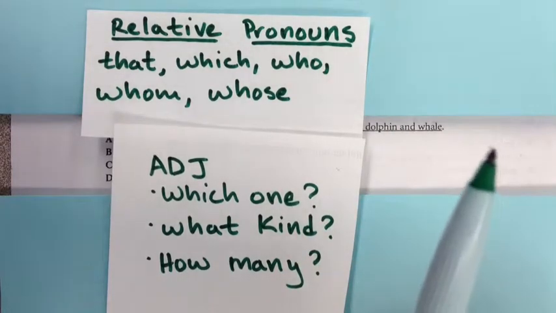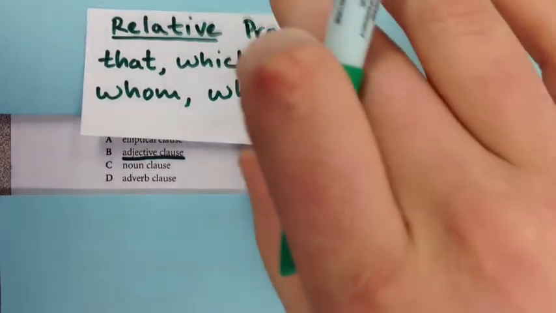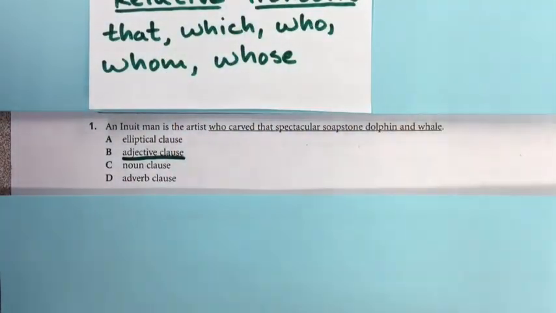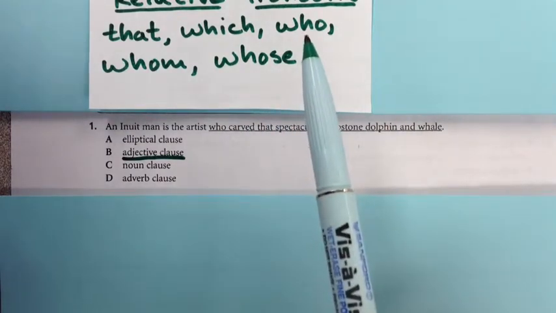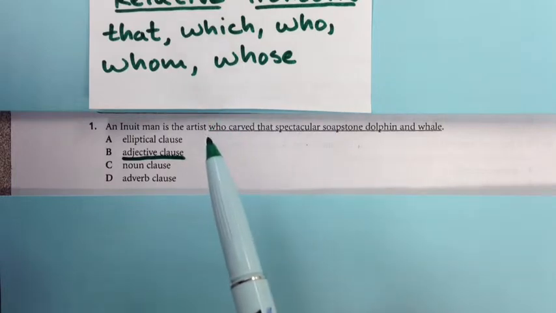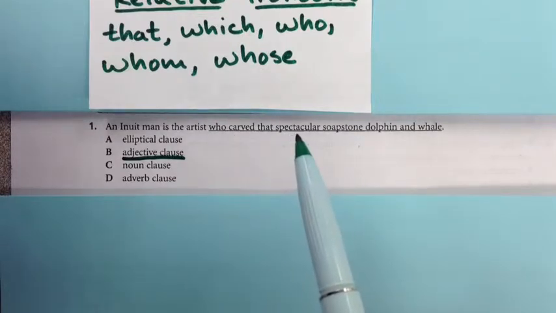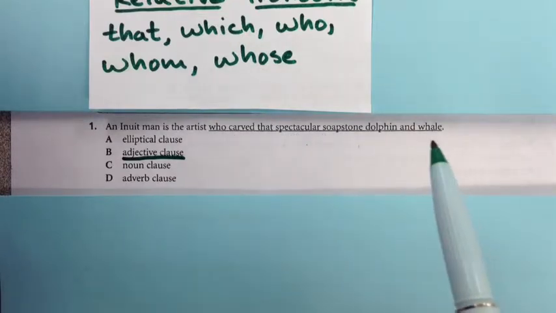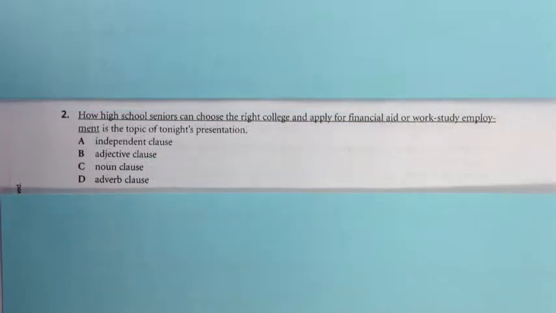So if we look at the sentence again, we clearly see that relative pronoun, who, right there. So this is an adjective clause because it tells us which artist we're talking about. An Inuit man is the artist who carved that spectacular soapstone dolphin and whale. This tells us about the artist, and it begins with one of those relative pronouns.